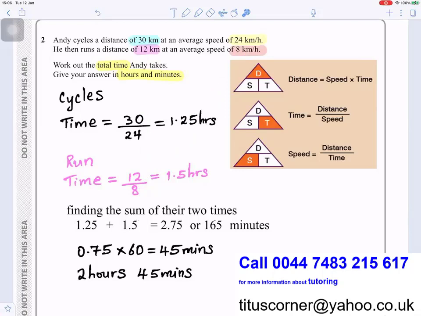Now you want to find the sum of their 2 times. So we add 1.25 plus 1.5. It gives you 2.75 hours, or it's 165 minutes. Because if you multiply 0.75 times 60, it gives you 45 minutes. So it is 2 hours and 45 minutes, because they want your answer in hours and minutes.